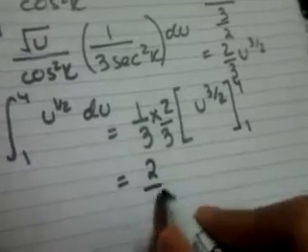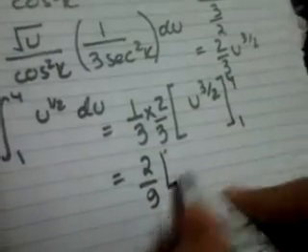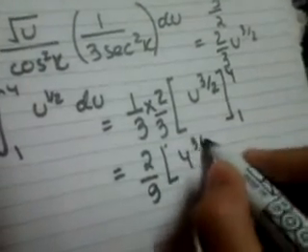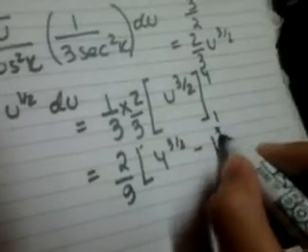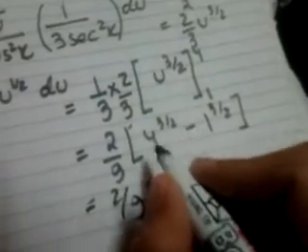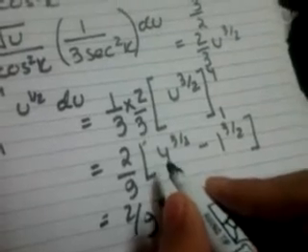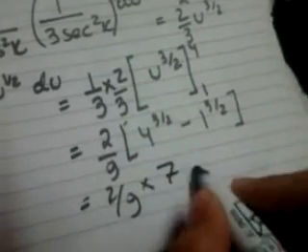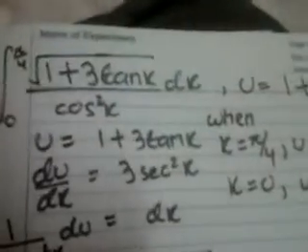2 by 9, 4 to the power 3 by 2, excuse me, this is 2 by 9 times, this is 8 minus 1, that is 7, and this gives us 14 over 9. So this is how we go on doing integration by substitution.